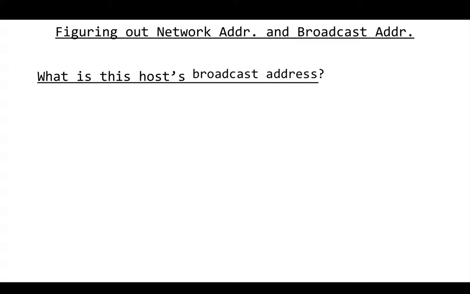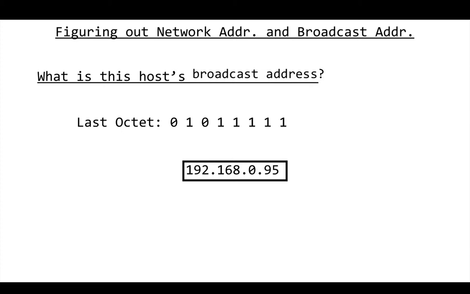The next question, of course, is what is the host broadcast address? Apologize, I labeled that wrong. So we look at the last octet again, which was 010 in the network portion of it. And then what we've done is we've set the remaining 5 bits to be a 1. If we convert that to decimal, we get 95. So the broadcast address for this network is 192.168.0.95.